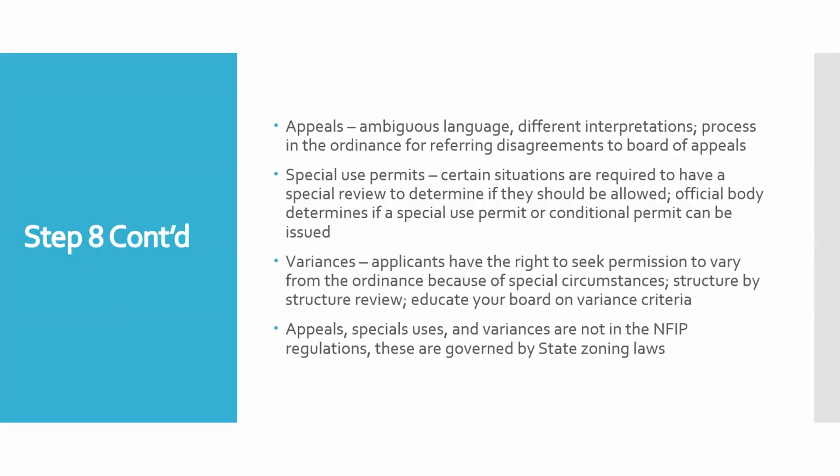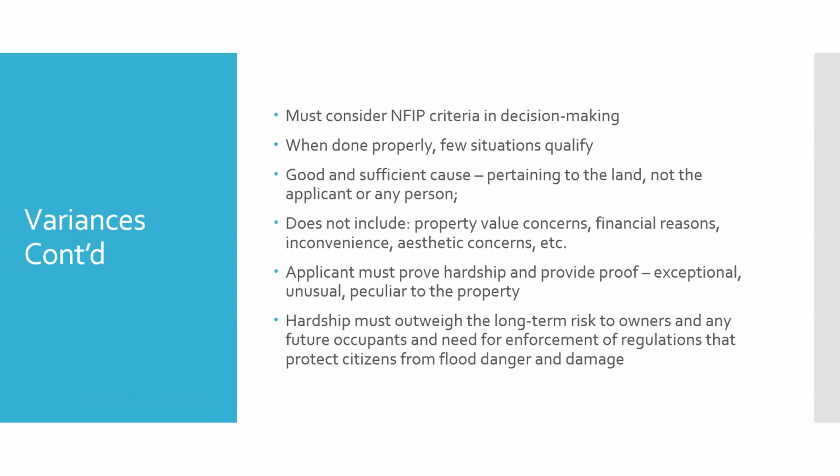But something to look out for are appeals, special use permits, and variances. These are really not NFIP things. They're usually governed by state zoning laws, but people do have the right to appeal your decisions. And variances are, I don't know if I'd say the most common, but they're definitely the most pertinent to floodplain stuff, because floodplain variances are taken really seriously by FEMA.